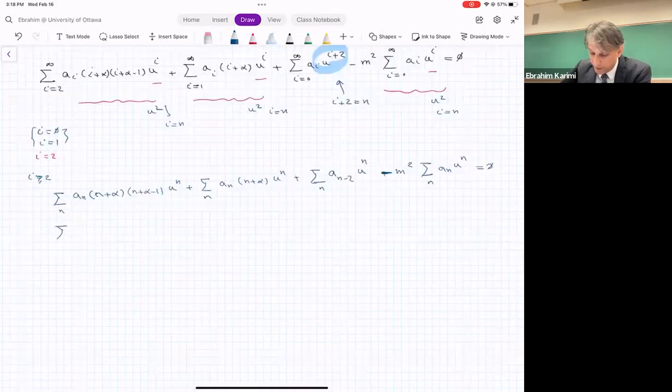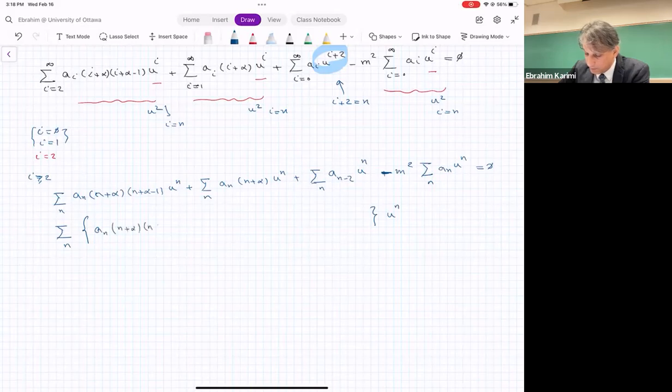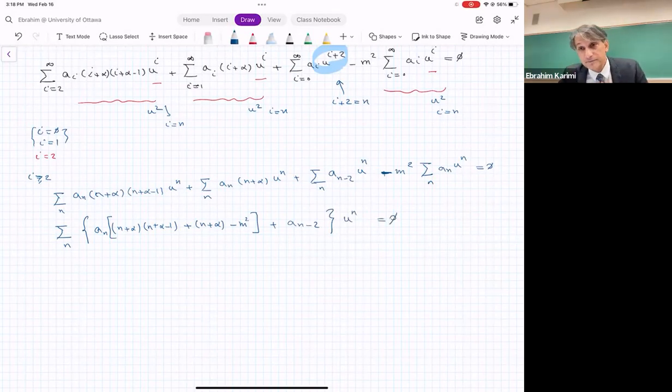Now I can take away the summation because the summation is identical for all of them. All of the powers are identical, which is u to the power of n. Then what I have is (n + alpha)(n + alpha - 1) plus (n + alpha) minus m squared, plus a_(n-2). Let's go this way. u^n equal to 0. Is that clear?